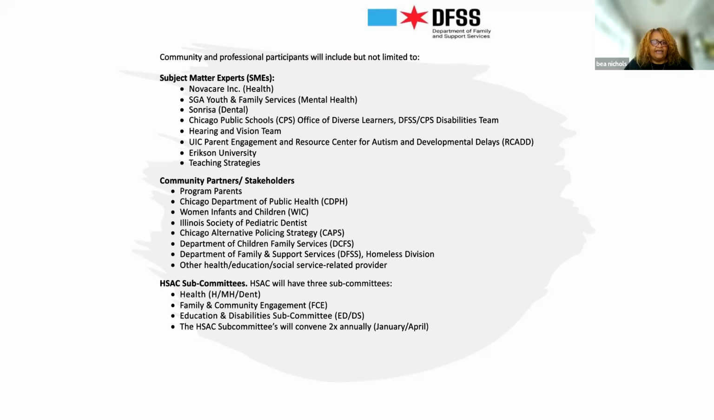So what we're looking at here is the various subject matter experts that participate on the HSAC and in the various subcommittees. You will meet the majority of these vendors today. As you know, our hearing and vision team is internal to DFSS, but they will also be involved and participate. Community partners and stakeholders. We see all of our agencies and the program parents as VIP stakeholders, along with some of the city departments that we will be inviting to participate along with us as we work to solve some of these health disparities, and state departments.